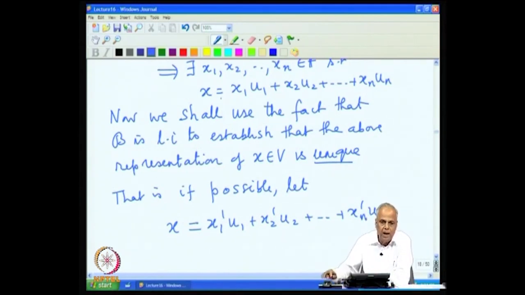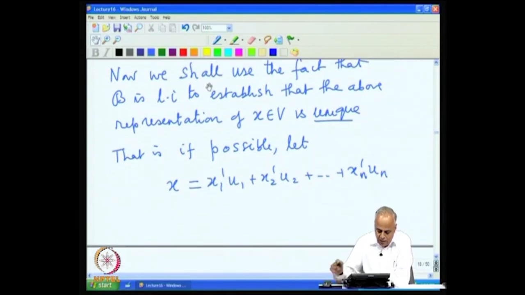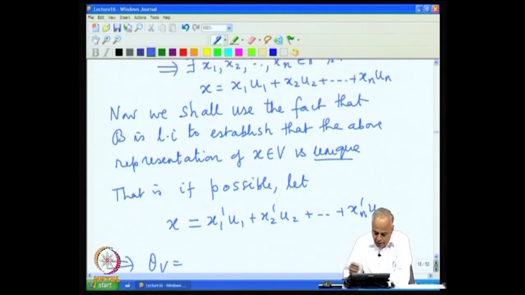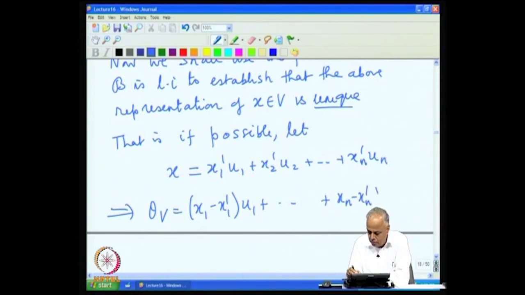Now, let us subtract these two representations. Let us subtract this from this. So, what do we get? The left hand side is x minus x, which gives theta_V. So, we get theta_V. The right hand side, we get (x1 minus x1') u1 plus etcetera (xn minus xn') un.